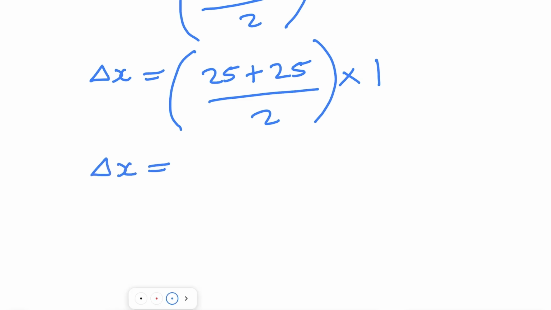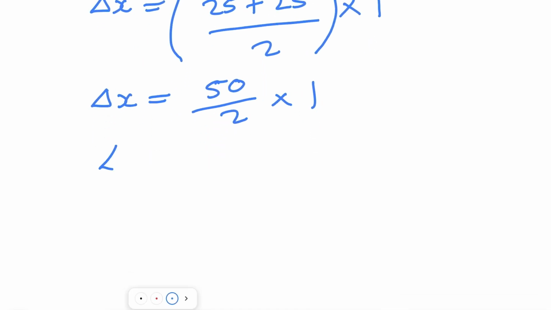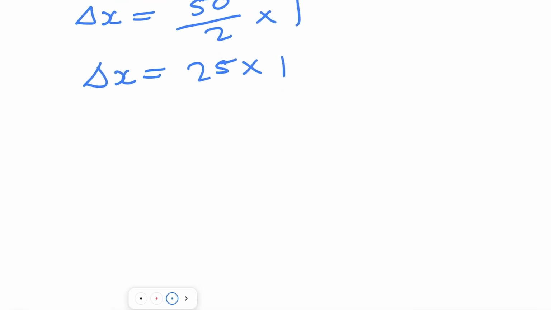Change in x is equal to, we don't need a calculator for this one. On top, 25 plus 25 is going to be 50. 50 divided by 2 multiplied by 1. Change in x is going to be equal to 50 divided by 2, which is 25, multiplied by 1. 25 multiplied by 1 is 25. So the change in x is going to be 25 meters.